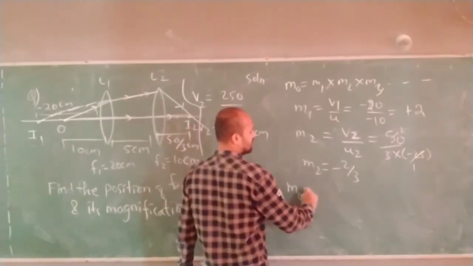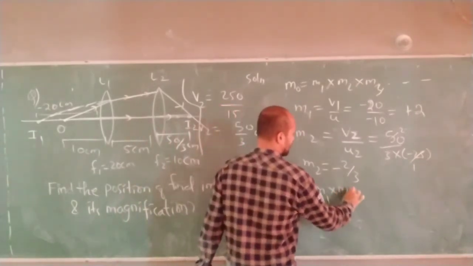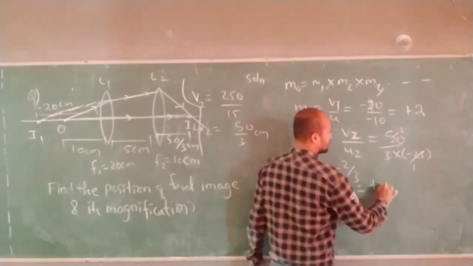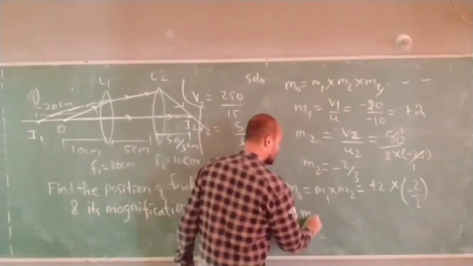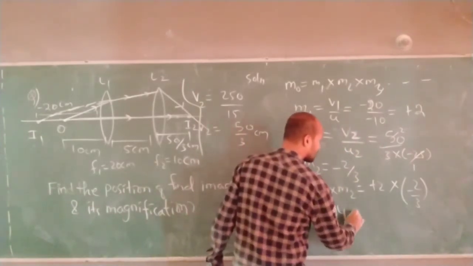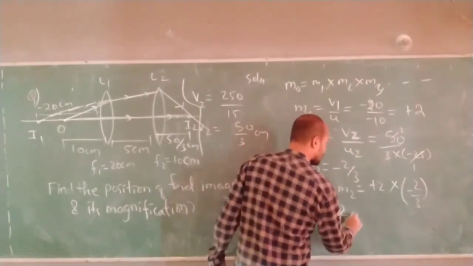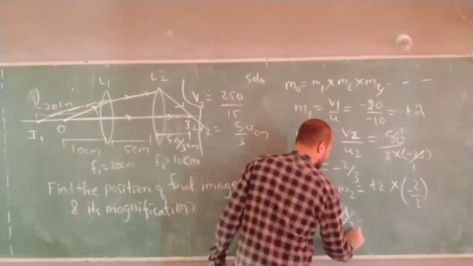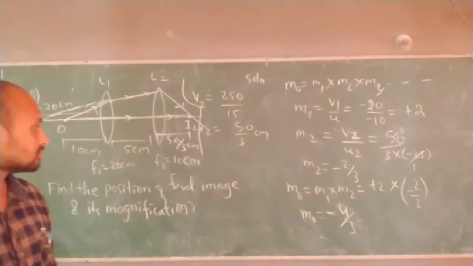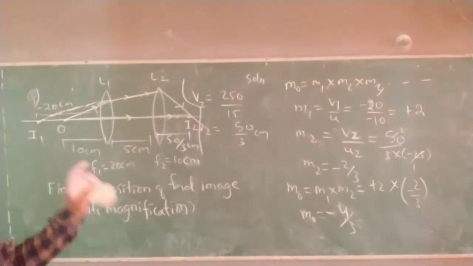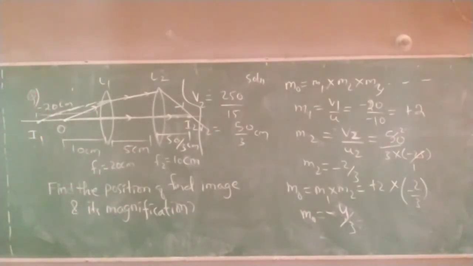So the overall total magnification is M1 into M2, that is plus 2 into minus 2 by 3. The total magnification of this combination is minus 4 by 3. The final image is formed as an enlarged image. Correct? The total magnification is minus 4 by 3, an enlarged image.